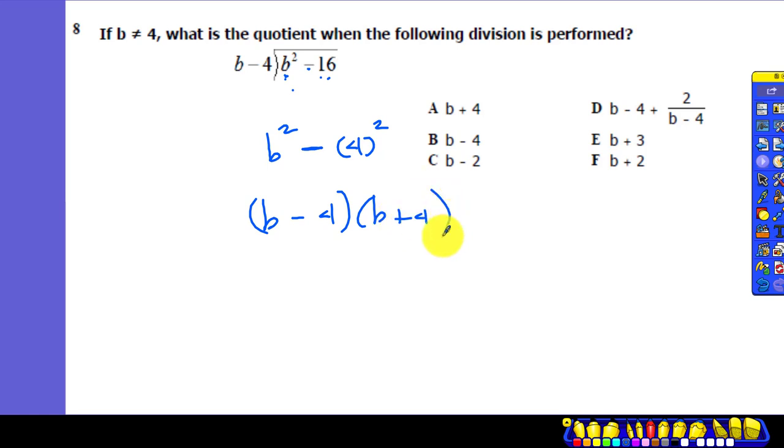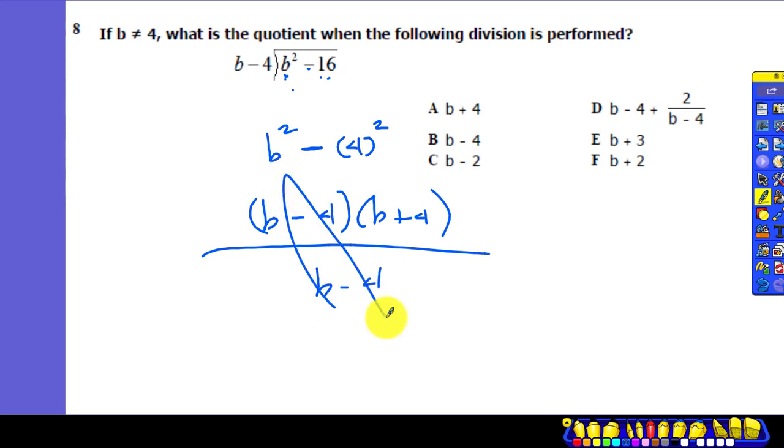Okay. Then we're dividing this by what? b minus 4. So this will cancel out. What's left is b plus 4. Okay. All right, so there we go. That's your number 8. I don't know how many questions we need to go over.